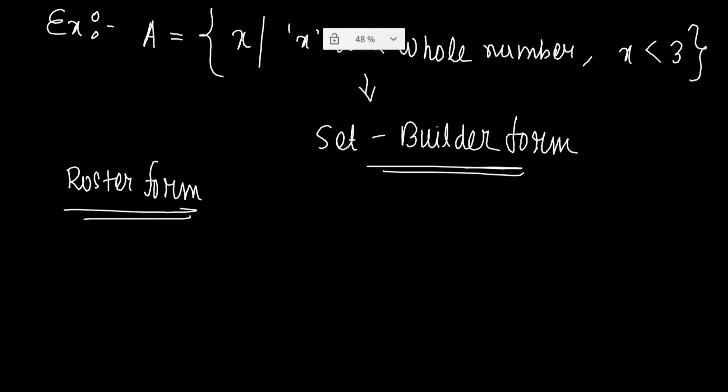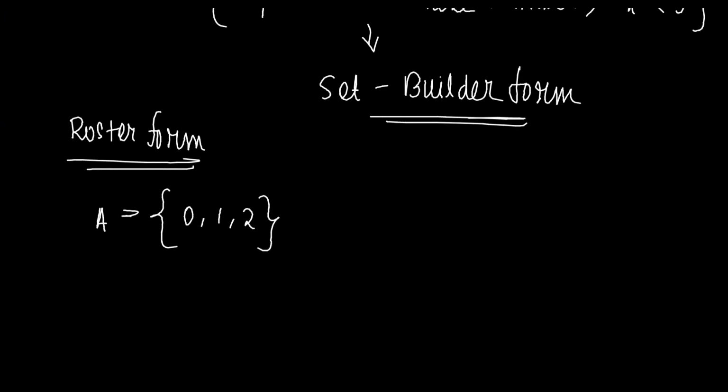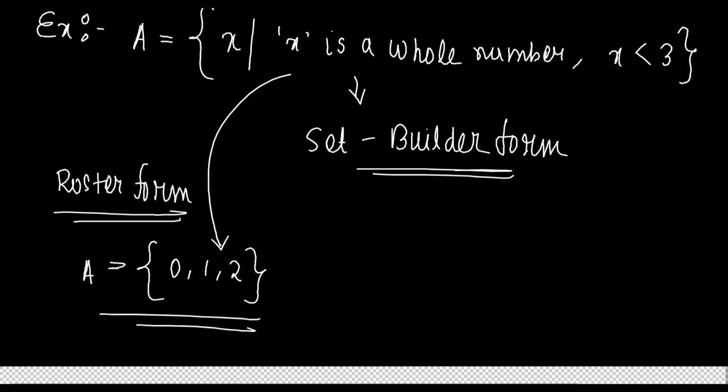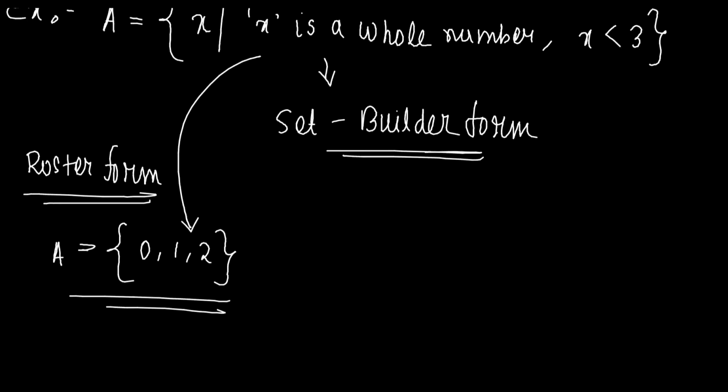So in roster form, we denote this set as capital A, then we put a second bracket, and then we write the elements 0, 1, and 2. Or you can write 2, 1, 0 or 0, 2, 1. Order is not important. So this is the representation of this set in roster form. This was the set builder form, and this is the roster form. Now you can see that the cardinal number of this set, the number of elements present in the set, is 3. So n of A is 3.